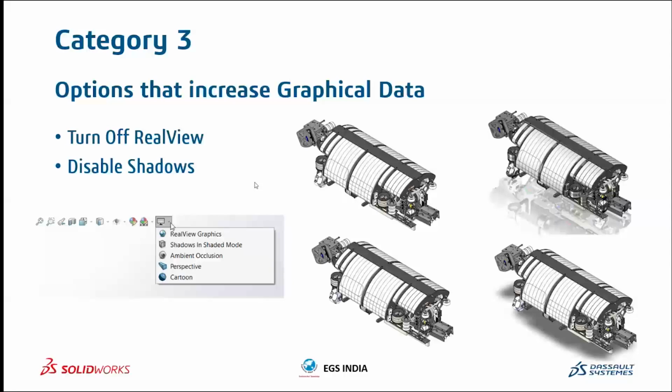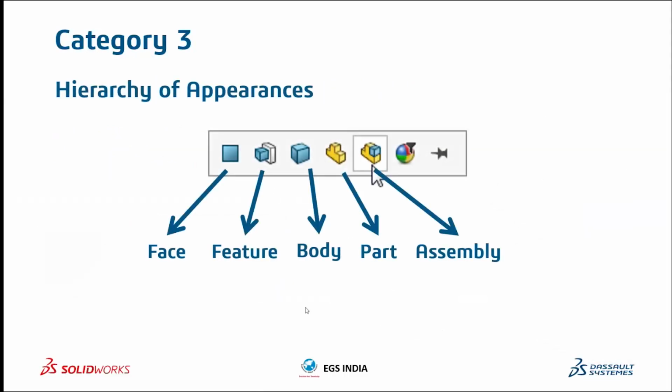So next is with respect to your appearances. As you see over here, in an assembly, appearance can be given for a face, a feature, the entire body, a part file, or the assembly file in total. The higher level appearances always override the lower level ones. What I mean by that is, any appearance given at the assembly level is going to override the one at part level. Anything given at the part level is going to override the body level. Anything at the body level is going to override the feature level, and anything at the feature level is going to override the face level.